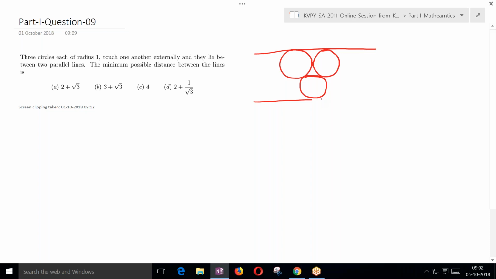Okay, so then how to proceed? Let's see. So suppose this is the center, this is the center, and this is the center. Let us assume this point as A, this as B, and this as C. Obviously, you understand by now that ABC is an equilateral triangle, right? Because all the three circles are of same shape and size. So that means we know in an equilateral triangle, any angle of the triangle is 60 degree. That means let's assume this angle be 60 degree.